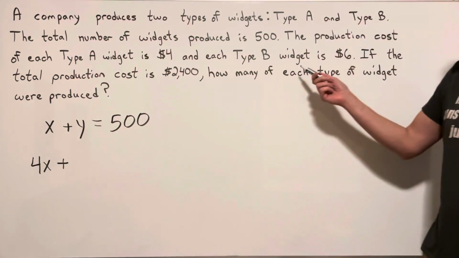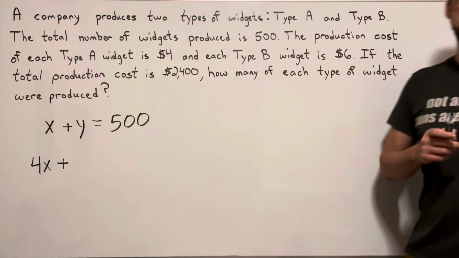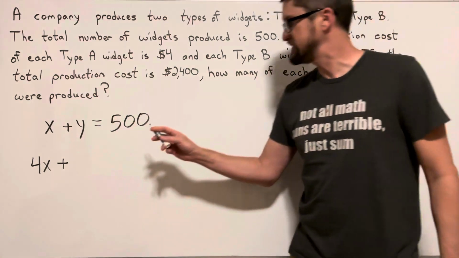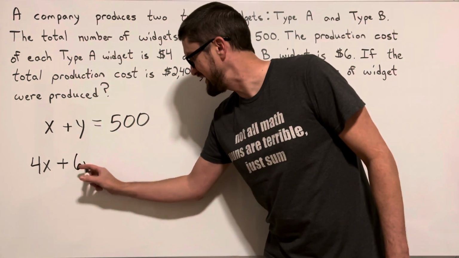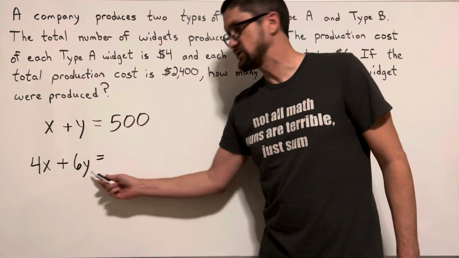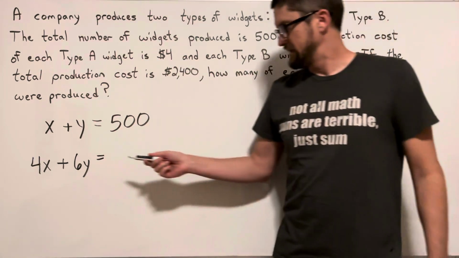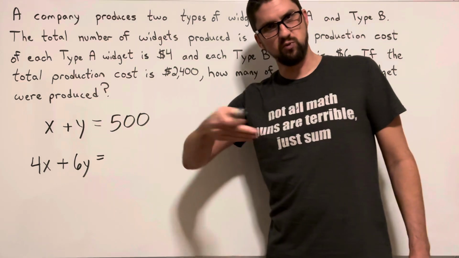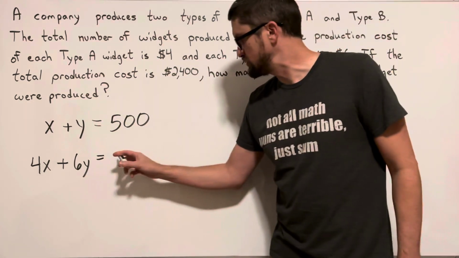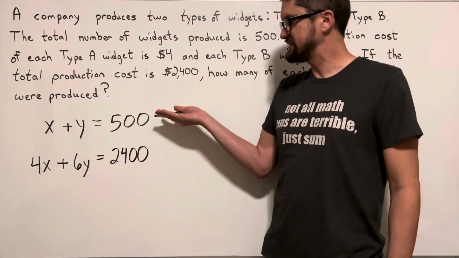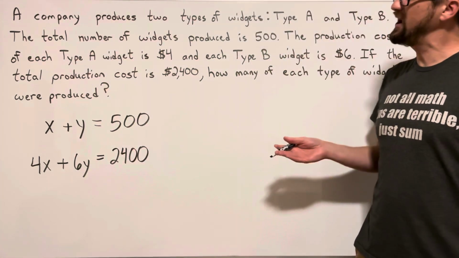Now type B widgets, they cost $6 a piece, and I have Y type B widgets. So 6Y represents the production cost for the Y type B widgets. And there you go. If you add up the production cost for both widgets, then it's going to add up to $2,400. All right, this is a system of equations.